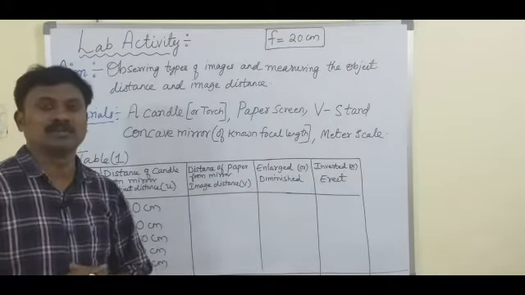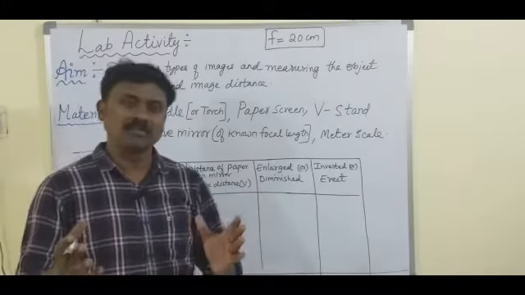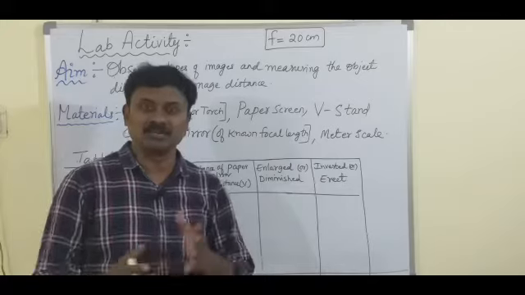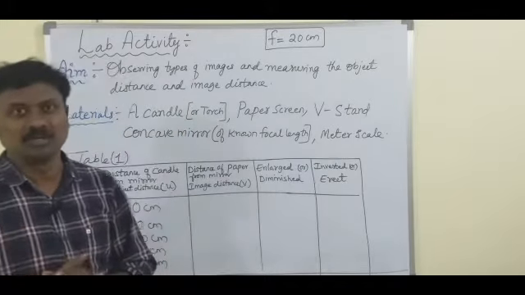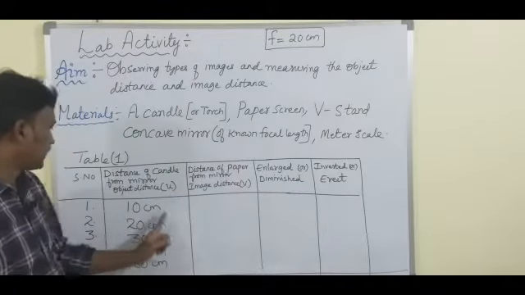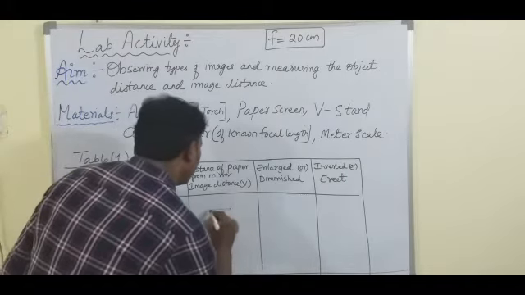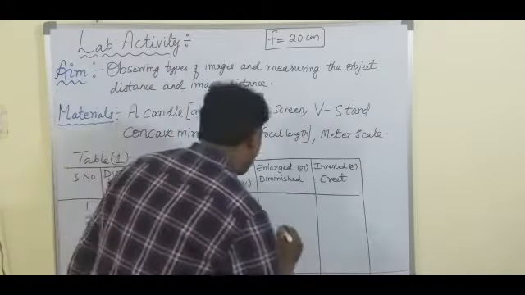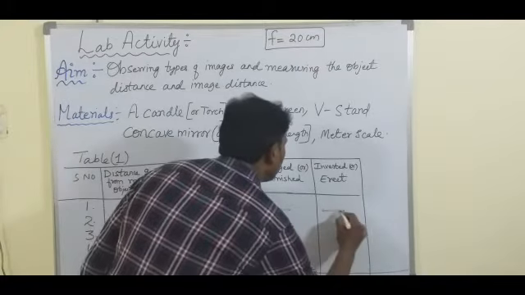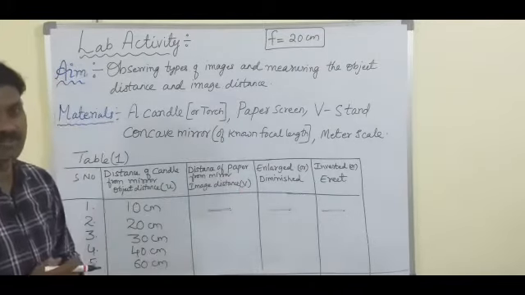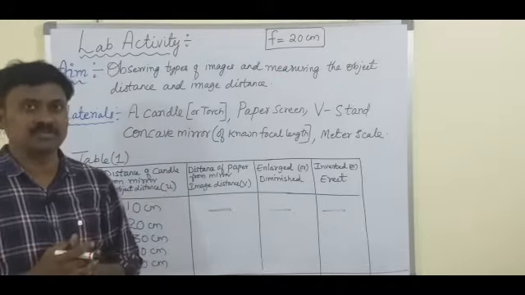So this is a small attempt made to explain the lab activity to you, children. I hope you have followed our activity. There was some inconvenience, but still I tried my level best to show it to you. And at 10 centimeters, we couldn't find any image, right? So we can't write any characteristic features. Why? Because that was a virtual image which is formed.